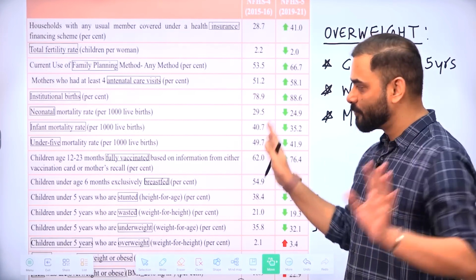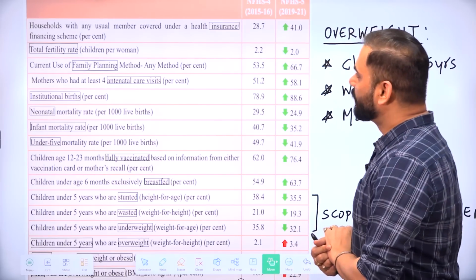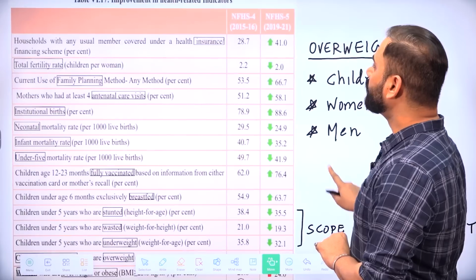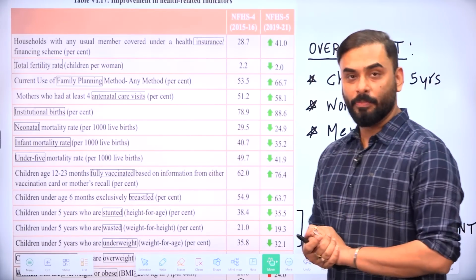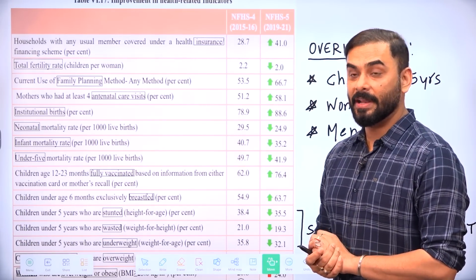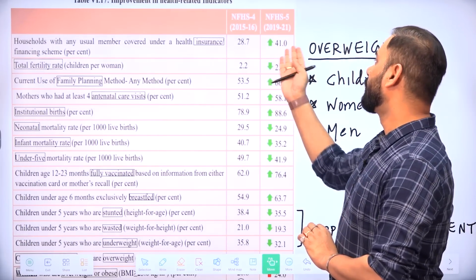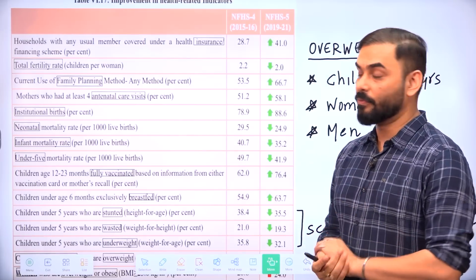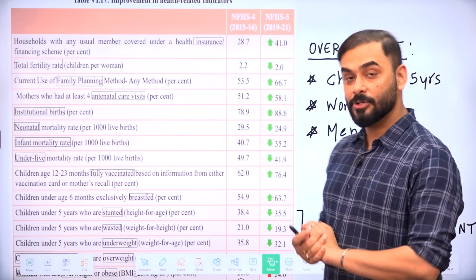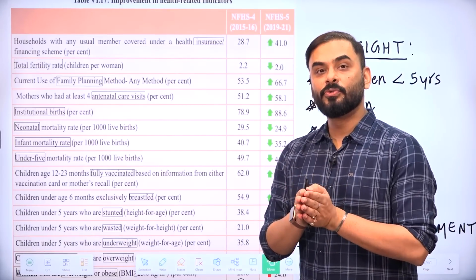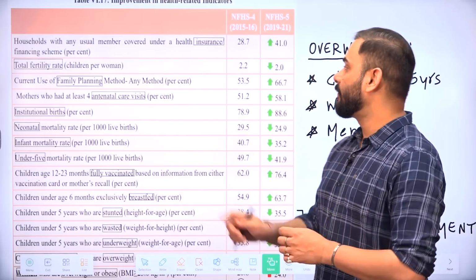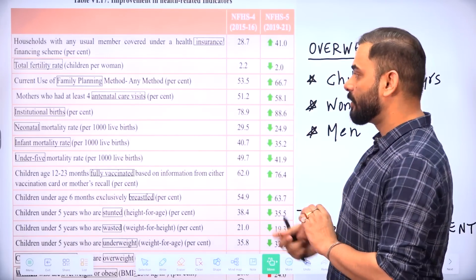So this will help us to use the table. Let us see. So the table says that if you look at the population which is covered under health insurance, it has increased from 28% to 41%, so improvement. Then look at total fertility, which means number of children born to each woman on an average. Earlier it was 2.2, now it is 2.